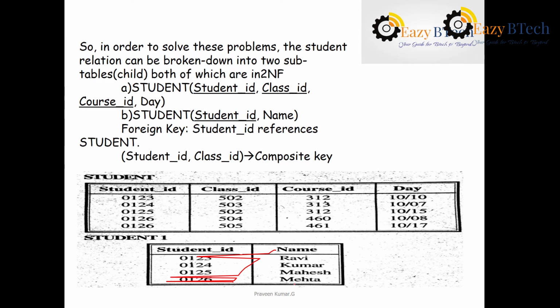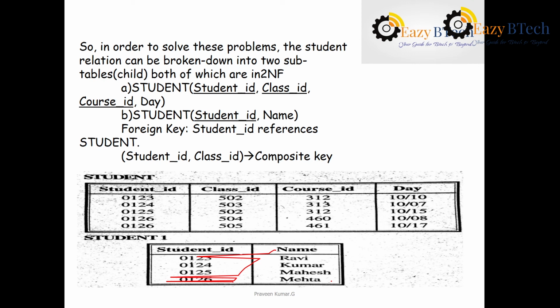Now if we have to change the name of the student, we only have to do it here, Mehta Kumar, Mehta Rai. Once we change it here, no problem, no data repetition. If we do insertion anomalies also no problem, deletion also no problem. Now this particular table is in second normal form.